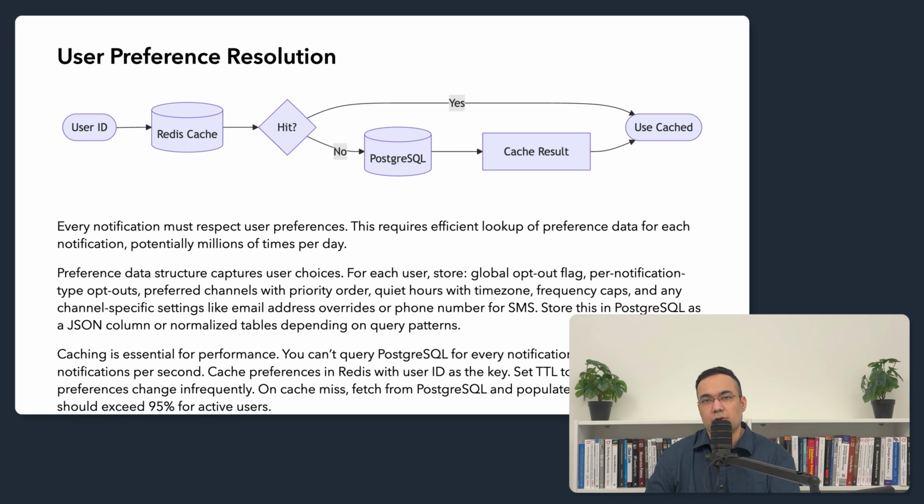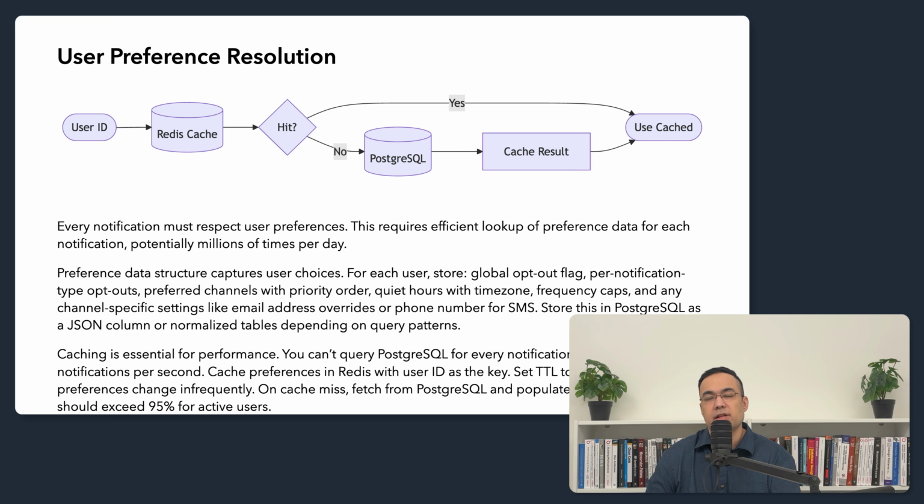Preference hierarchy resolves conflicts. A user might have global preferences plus notification category specific overrides. For example, global setting is email only, but override for security alerts includes SMS. Resolution logic applies overrides on top of the global settings. Define clear precedence rules, and document them for your organization.